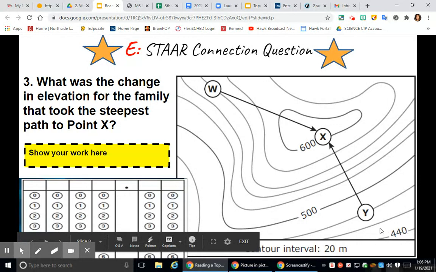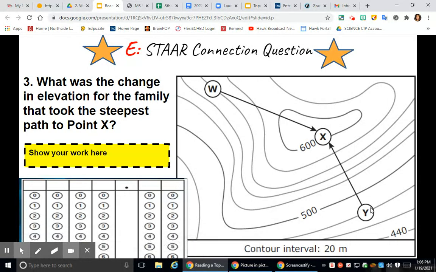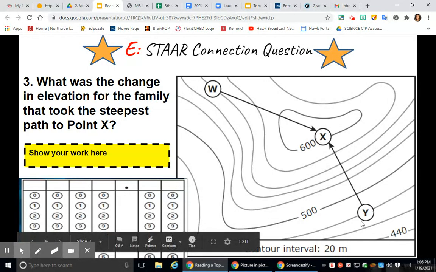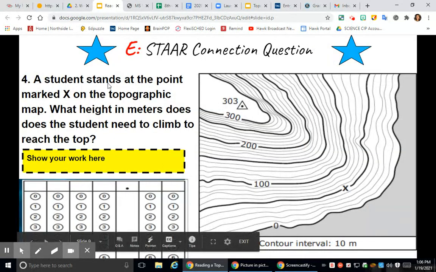So if it goes by intervals of 20, 440, 460, 480. So we could use a calculator again, and we want to take 600 minus 480. And we're getting 120 is our difference in elevation.